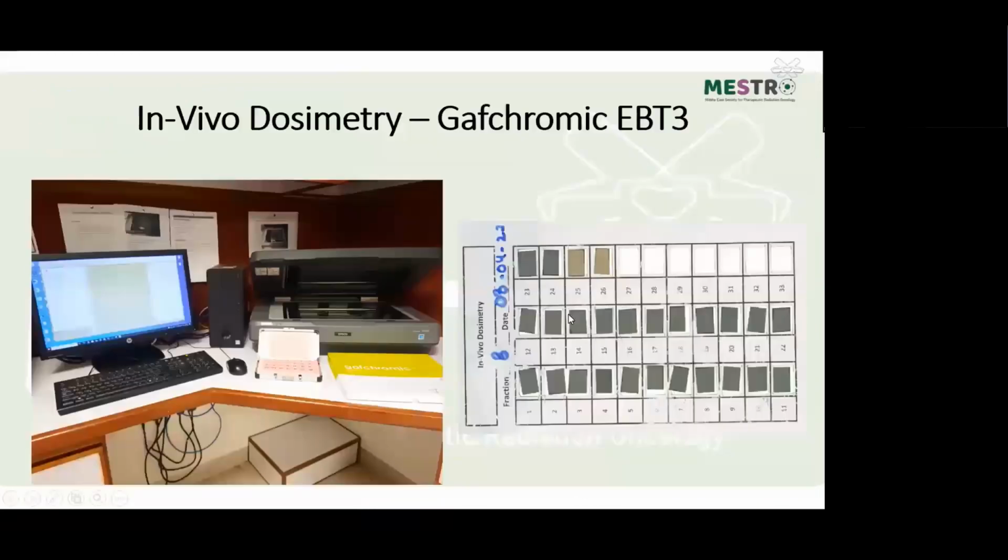Here is the in vivo dosimetry setup which we are using. It's an Ashland system with the FilmQA Pro software and an Epson 11000 scanner, and these are EBT3 Gafchromic films. We cut the films into small pieces of 1 centimeter by 1.5 centimeter so that we can place them easily and comfortably on the patients. These numbers reflect the anatomical positions on the patient.